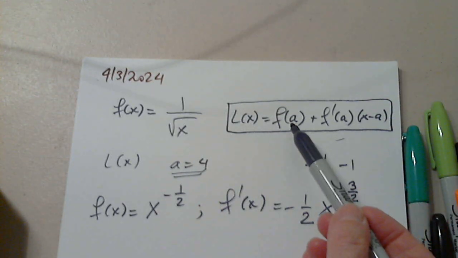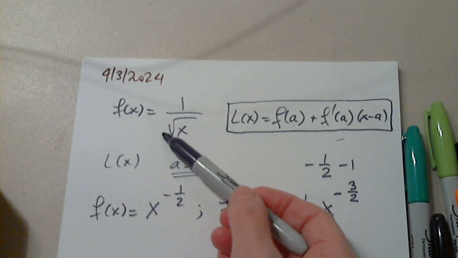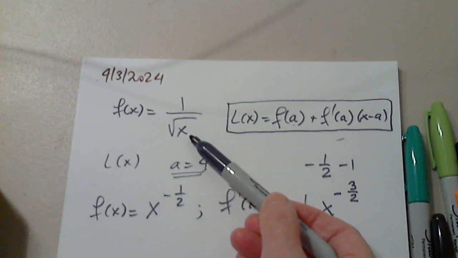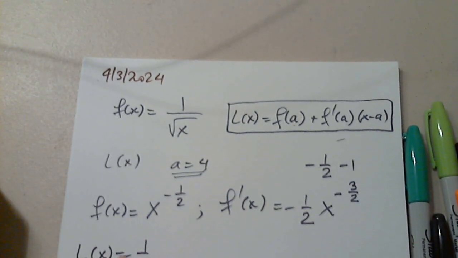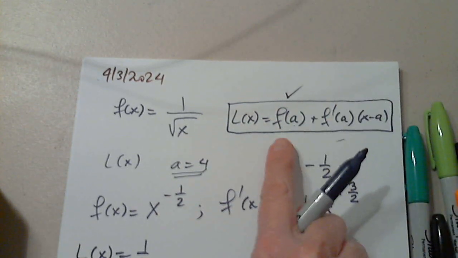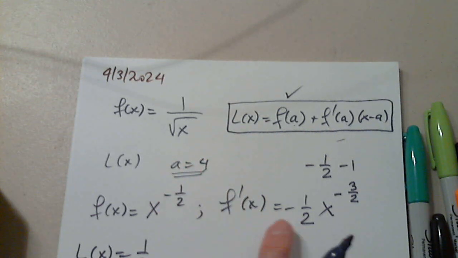So let's find f of 4. 1 over the square root of 4. How much is the square root of 4? 2. Excellent. So this is 1/2. So we have L of x equals 1/2. This piece. This is done. It's 1/2. F prime of 4. I have f prime of 4.